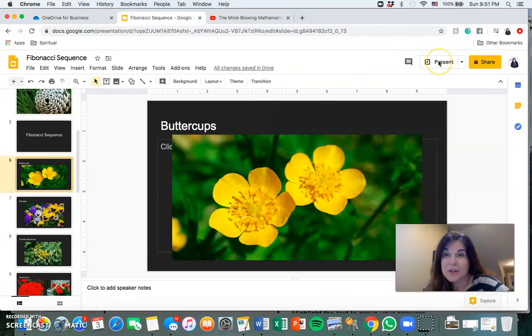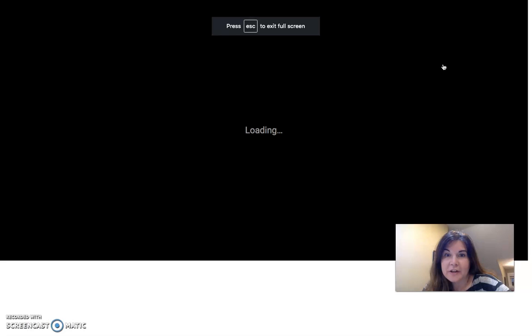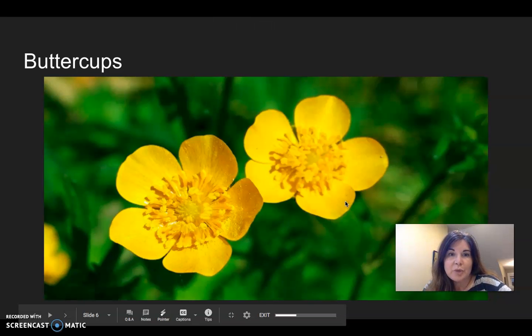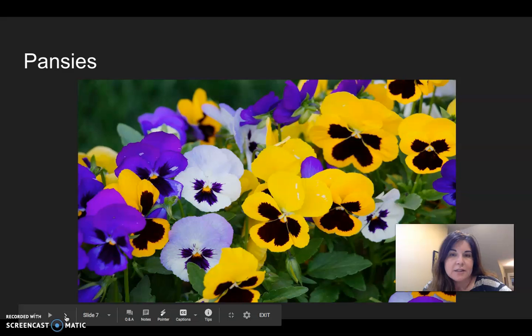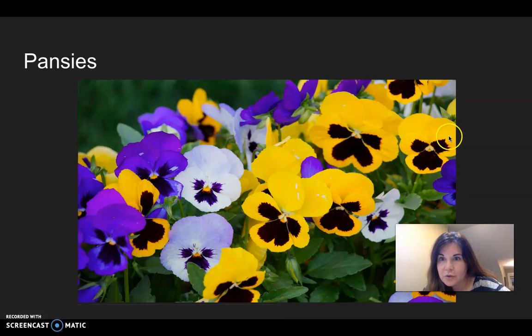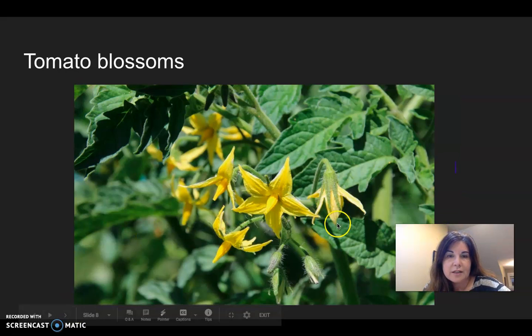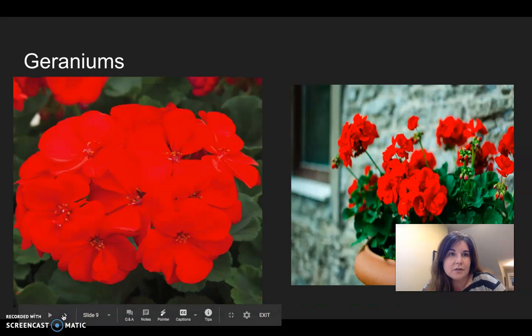So I wasn't sure if you knew what those flowers looked like, so I've got a couple pictures for you to look at on this PowerPoint. And these are buttercups. So if you see, there's 1, 2, 3, 4, 5 petals there. These are pansies, and 1, 2, 3, 4, 5 petals on pansies. And tomato blossoms, 1, 2, 3, 4, 5 petals on those tomato blossoms.